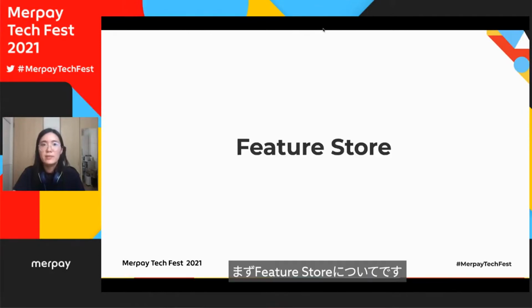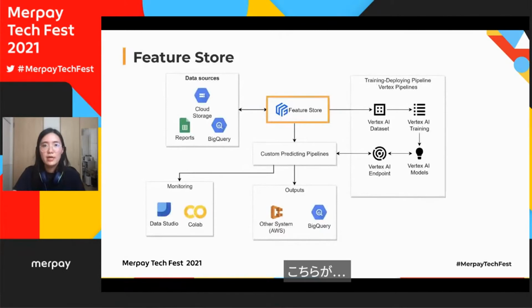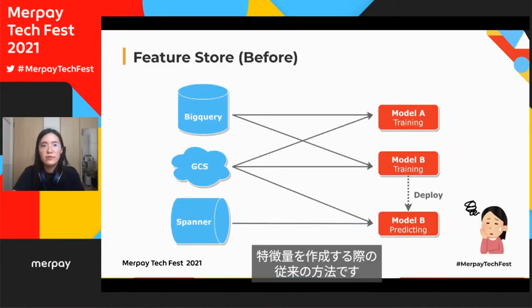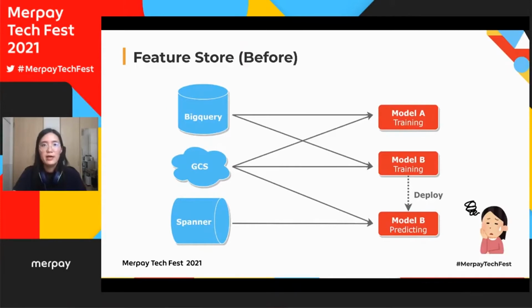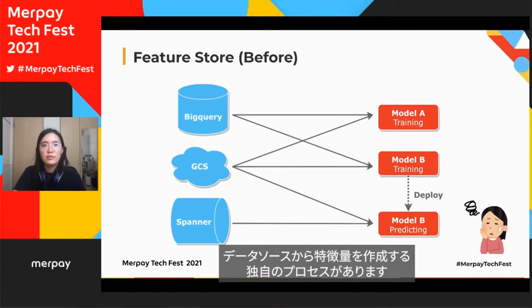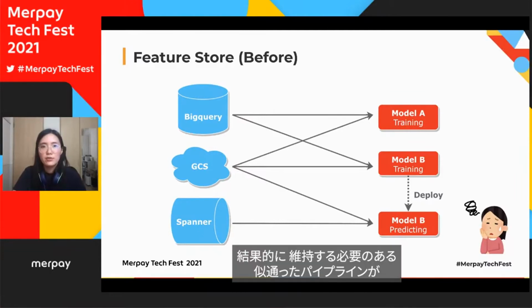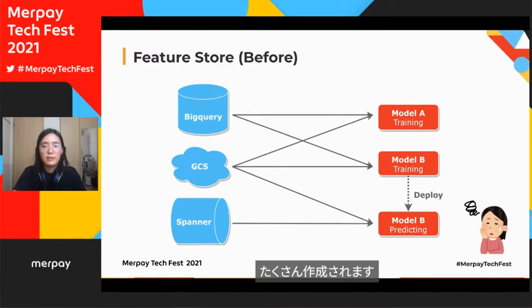And let's talk about the feature store first. Here is our conventional way of creating features. Each solution has their own process of creating features from data sources. Some models even have two ways to create features in training and predicting, like this model B, which turned out to be a lot of similar feature pipelines that need to be maintained.